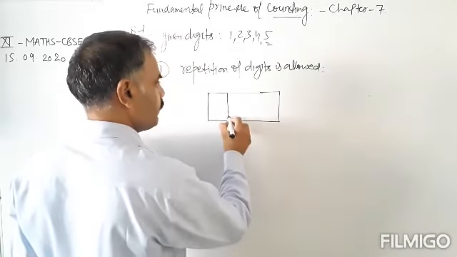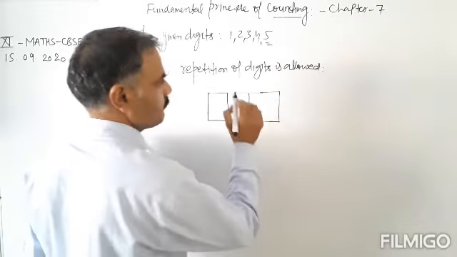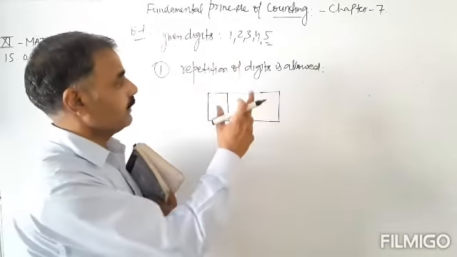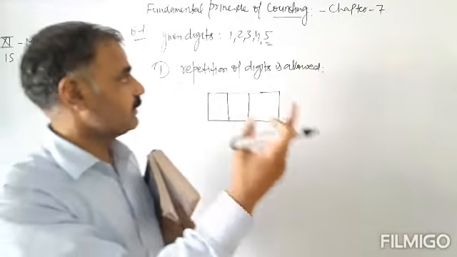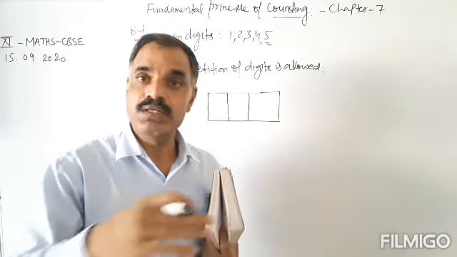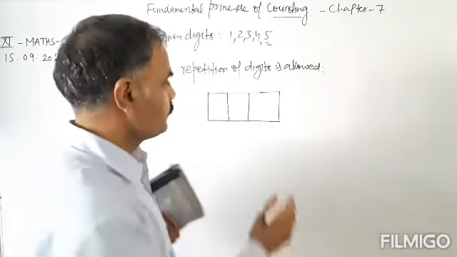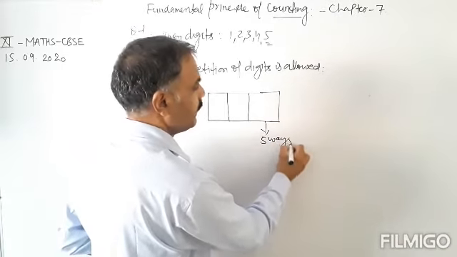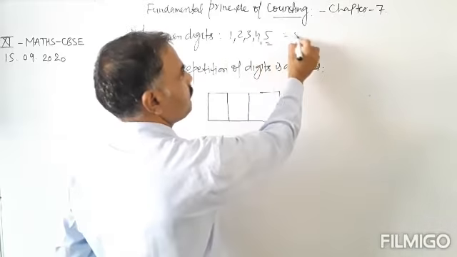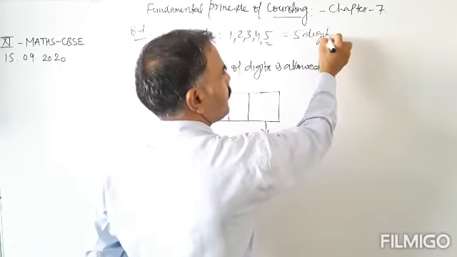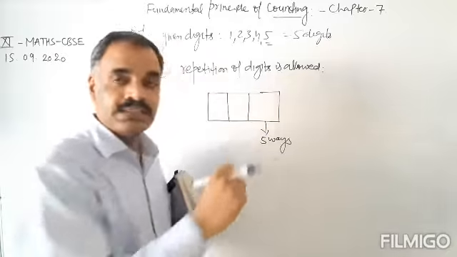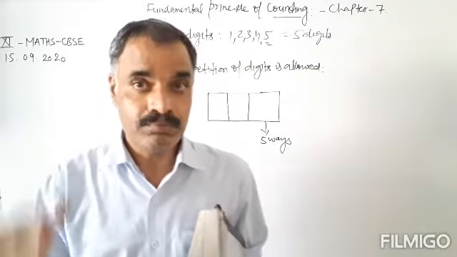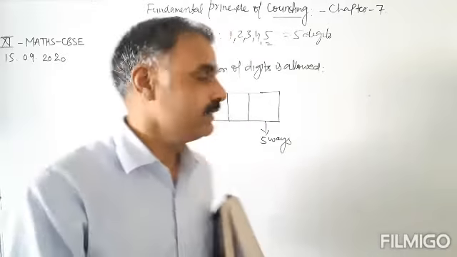We are forming a three-digit number, and the condition is that repetition of digits is allowed, meaning we can repeat the digits. So the unit place can be filled in 5 ways. How many digits are there? 1, 2, 3, 4, 5, that is 5 digits. So the unit place can be filled in 5 ways.